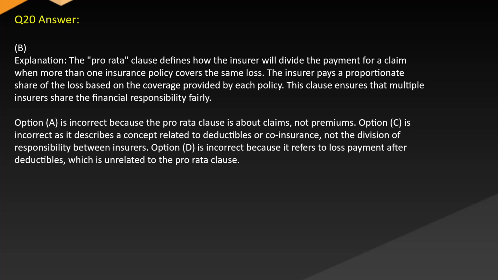Option A is incorrect because the pro rata clause is about claims, not premiums. Option C is incorrect as it describes a concept related to deductibles or coinsurance, not the division of responsibility between insurers. Option D is incorrect because it refers to loss payment after deductibles, which is unrelated to the pro rata clause.